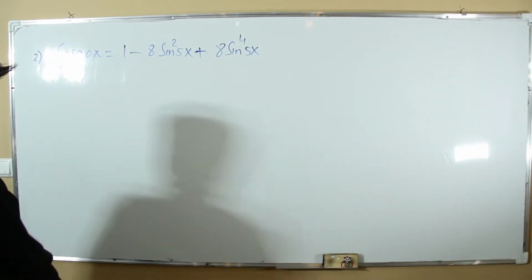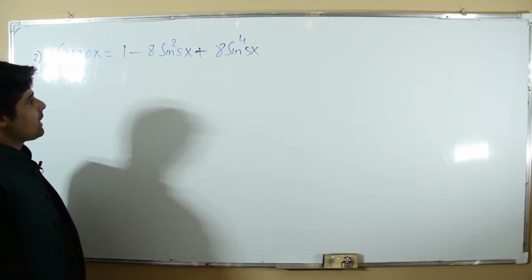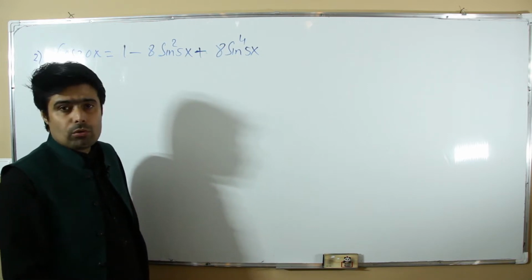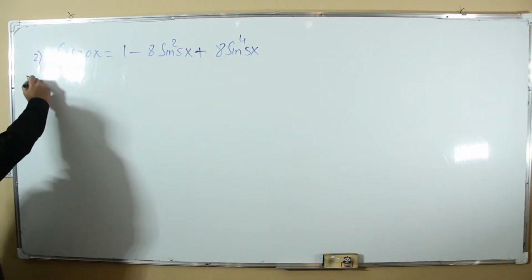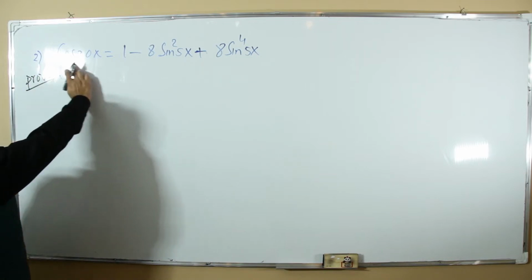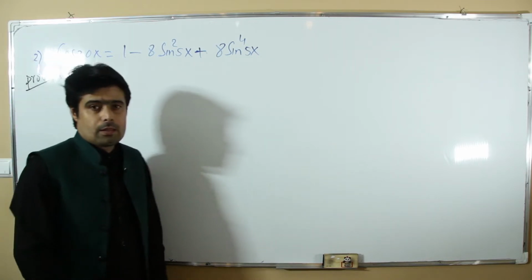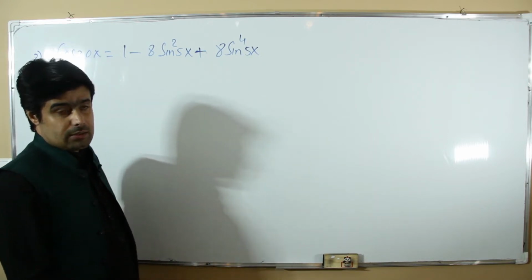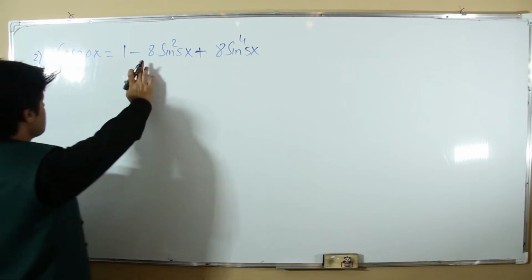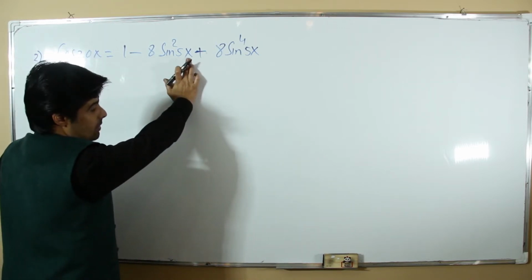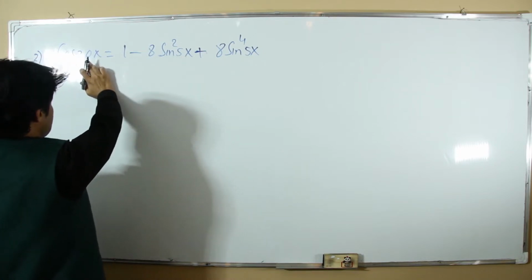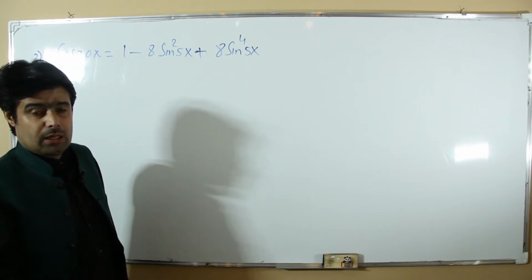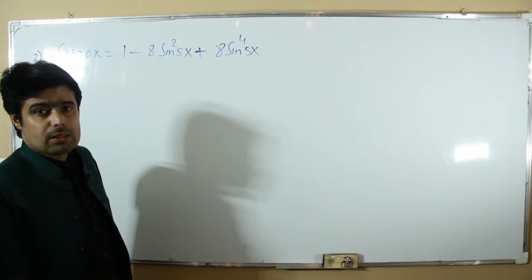Question number 2. Cosine of 20x is equal to 1 minus 8 sine square of 5x plus 8 sine to the power 4 of 5x. You have to prove that this LHS should be the same as RHS. By the way, first you have to find the relation of the angles. Now, what do you think? 20x and 5x. 5x is a fourth of 20x. It means we have to half the 20x, which is 10x. Then we have to half the 10x, which is 5x.